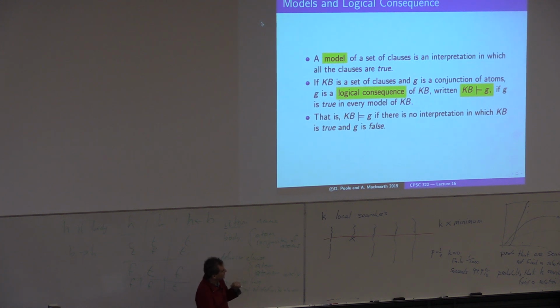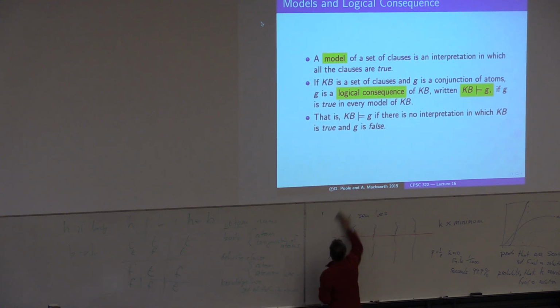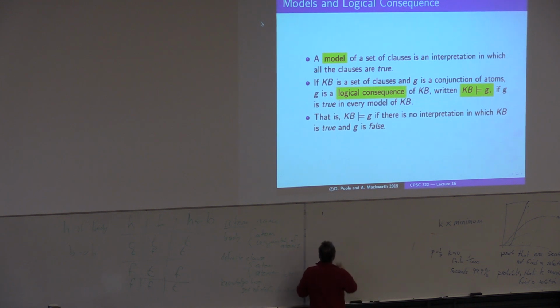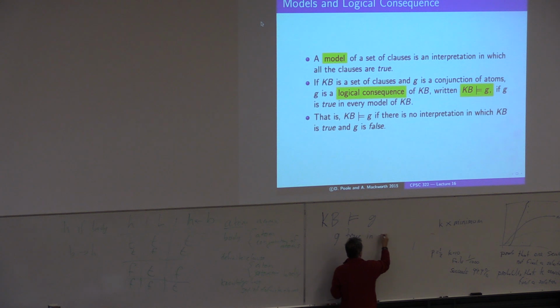If KB is a set of clauses, so this knowledge base is just a set of clauses, and G is some conjunction of atoms, then G is a logical consequence. And we're going to use this funny turnstile, KB models G, meaning G is true in every model of KB.